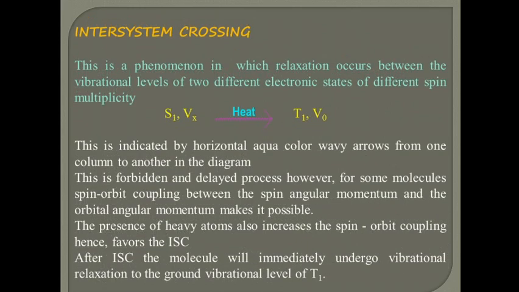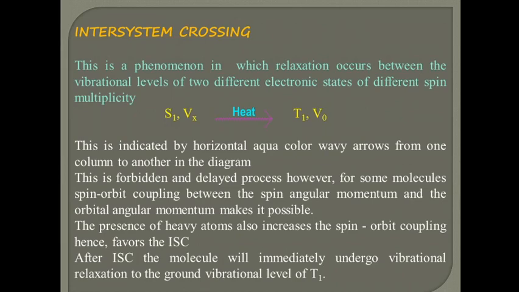And the next, intersystem crossing. This is a phenomenon in which relaxation occurs between the vibrational levels of two different electronic states of different spin multiplicity. If it is the same spin multiplicity, it is known as internal conversion, whereas if it is between electronic states of different spin multiplicity, it is termed intersystem crossing. Singlet state to triplet state, S1 to T1. This is indicated by horizontal aqua colored wavy arrows from one column to another in the diagram.